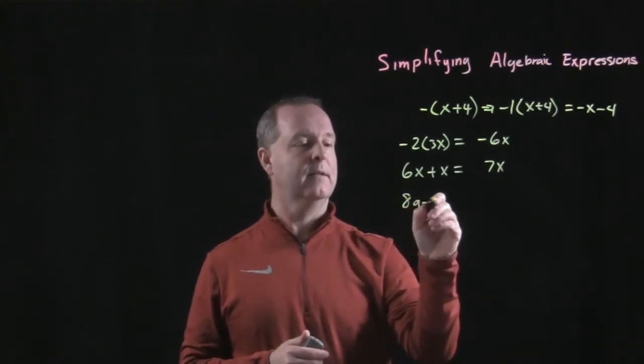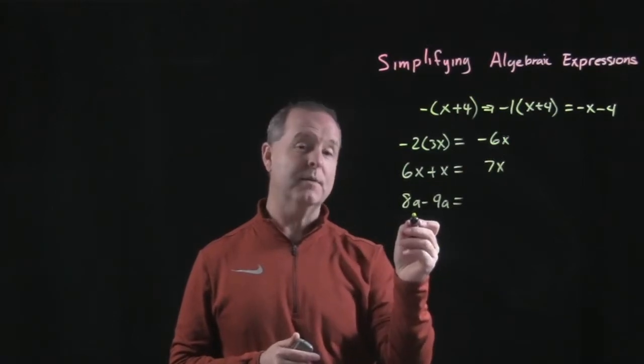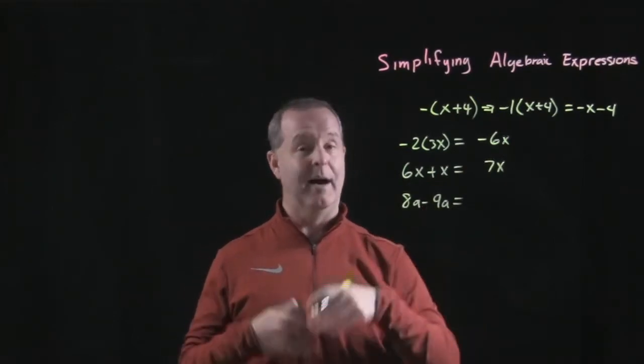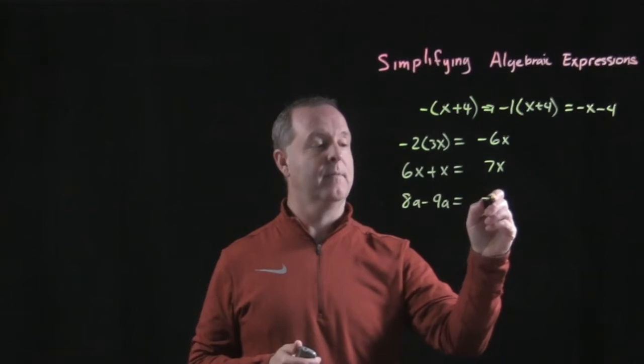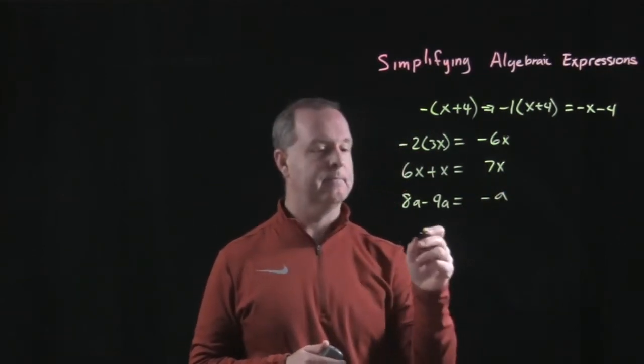8a minus 9a. How do we subtract? 8 apples, take away 9 apples. I'm in the hole. I'm out an apple. So negative a, negative 1 apple.